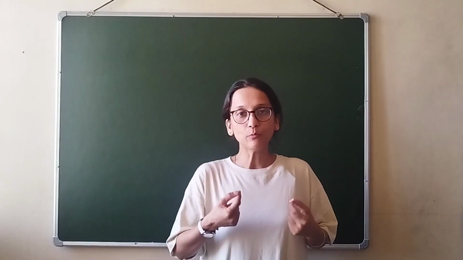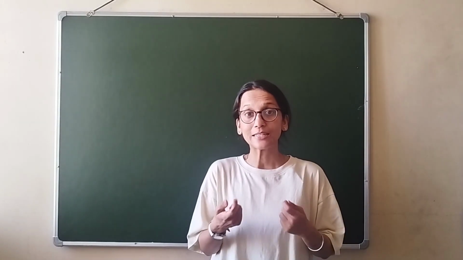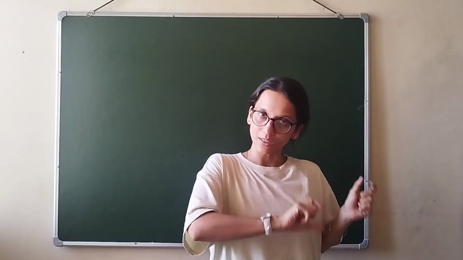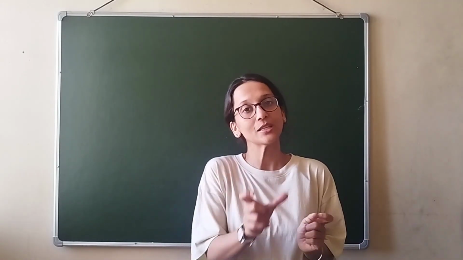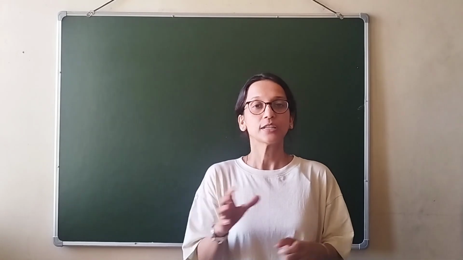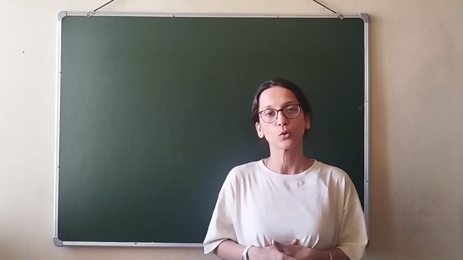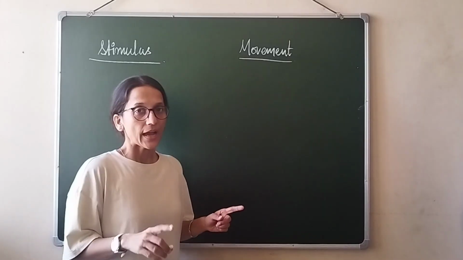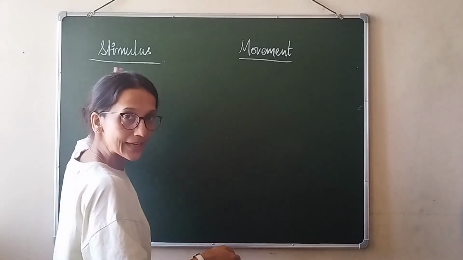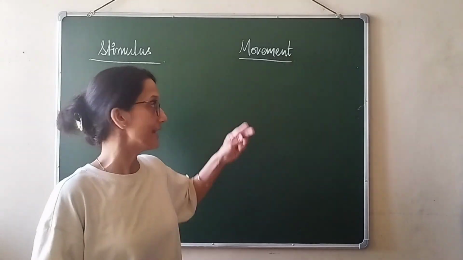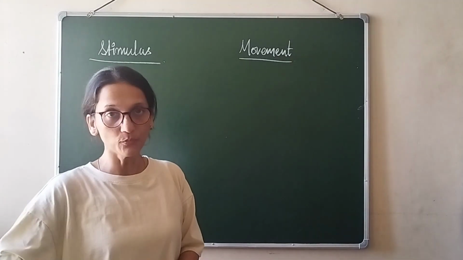Now every movement which is shown by the plant is definitely triggered by some stimuli, and depending upon the stimuli हम उस movement को एक special नाम देते हैं. So let us quickly see what are the different kinds of movements that we are going to study in this chapter. I have made two columns. एक column में I am going to write down the names of the stimuli, and here I will write down the names of the movement.